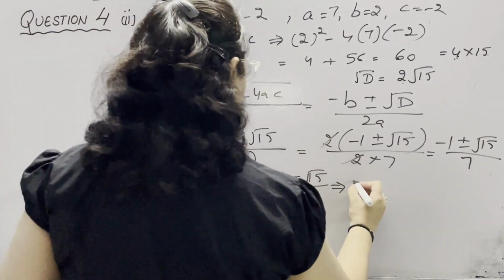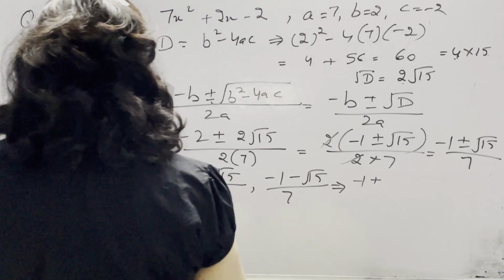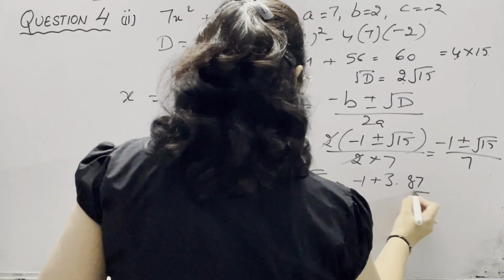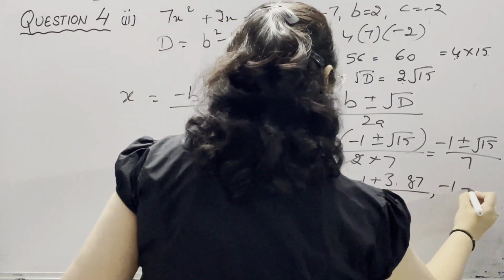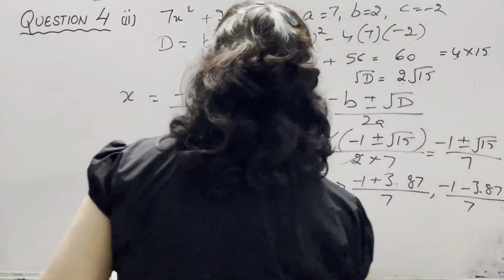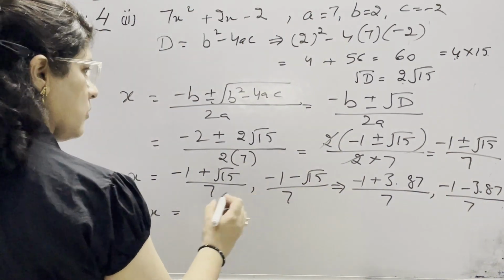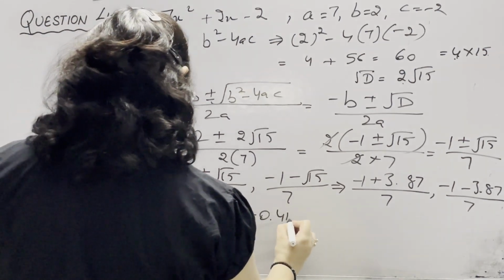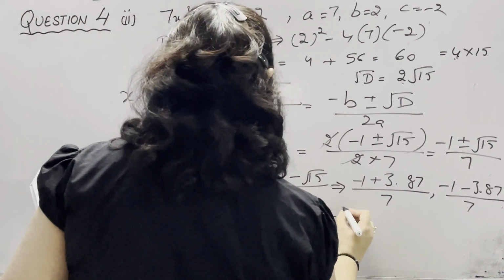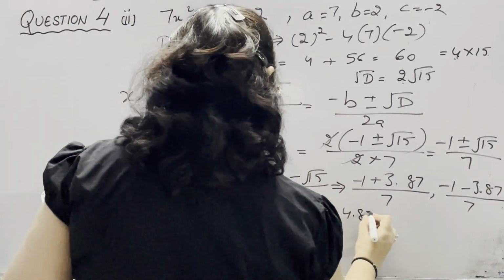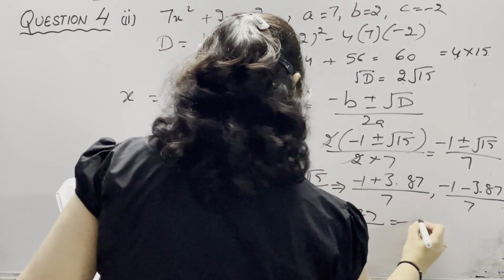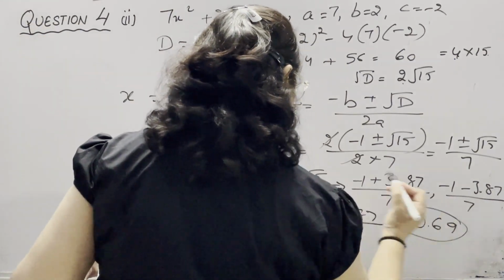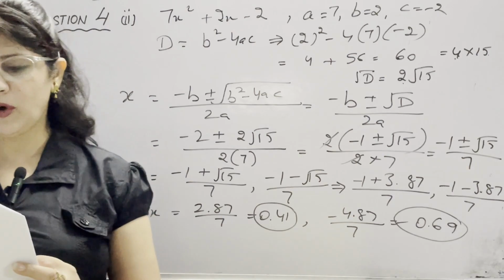So now value of under root 15, from the table this value is 3.87 correct up to 2 decimal places, and minus 1 minus 3.87 divided by 7. So our 2 roots are x is equal to 2.87 divided by 7. It means 0.41 and the second root is minus 4.87 divided by 7, it means minus 0.69. So 0.41 and minus 0.69 are our two roots, correct up to 2 decimal places.